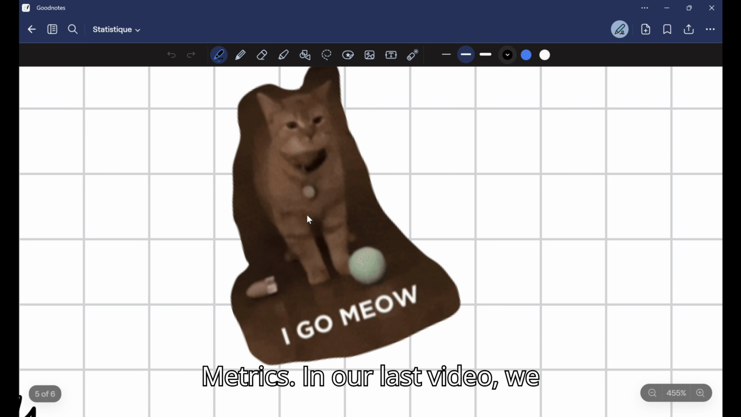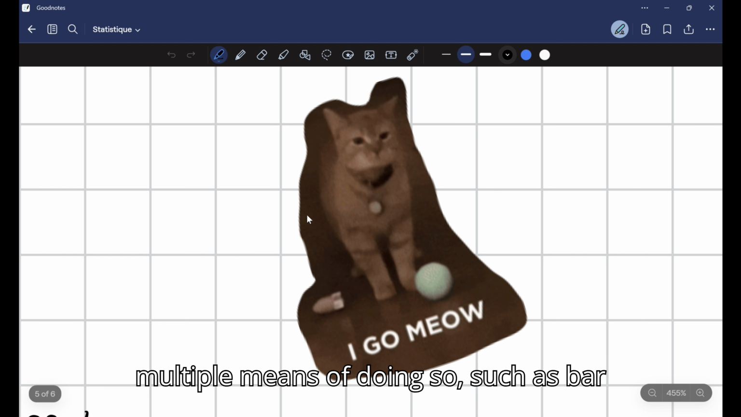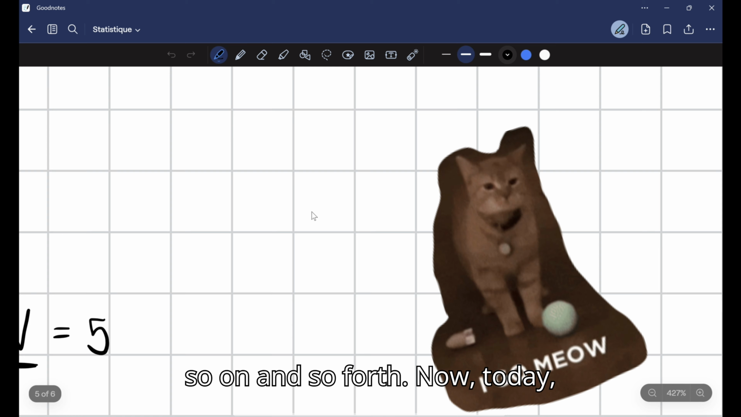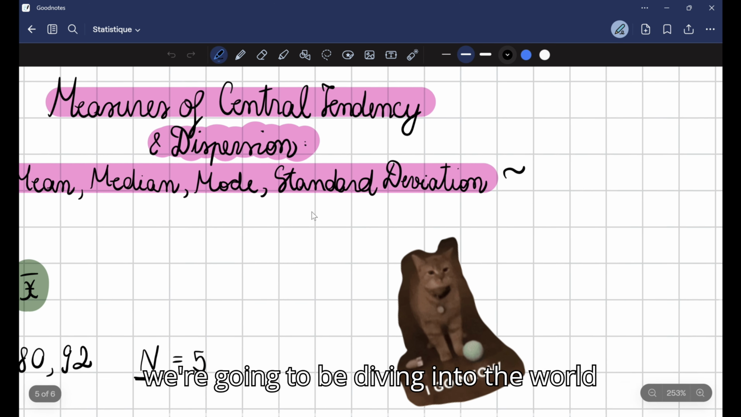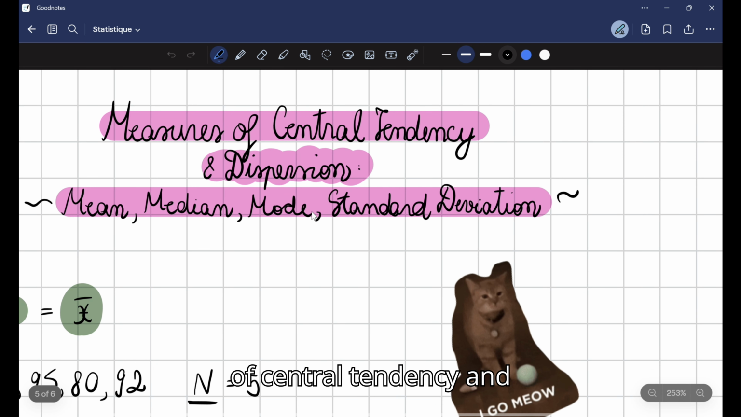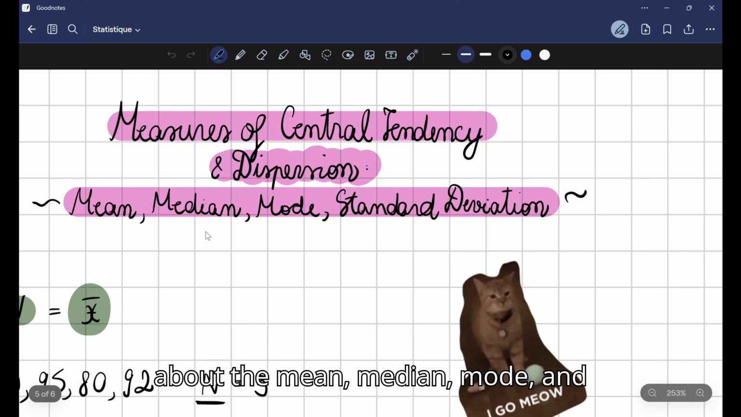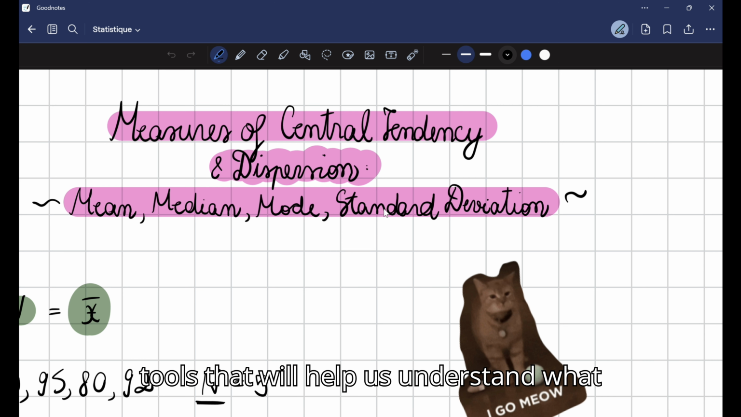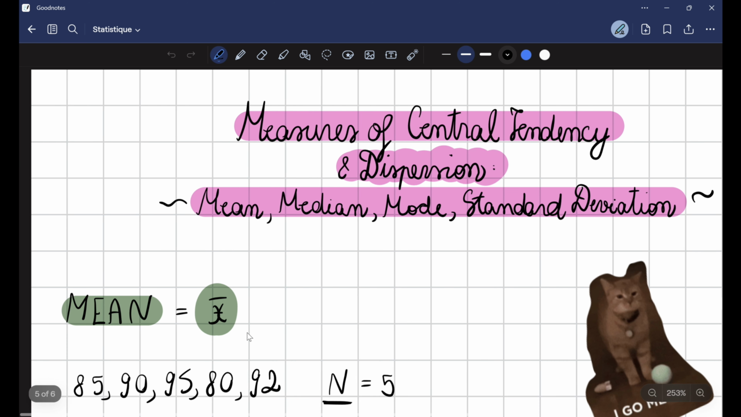In our last video, we learned how to visualize data with multiple means of doing so, such as bar charts, pie charts, histograms, so on and so forth. Today, we're going to be diving into the world of central tendency and dispersion. We'll be talking about the mean, median, mode, and standard deviation. These are the key tools that will help us understand what data looks like and how it spreads out.